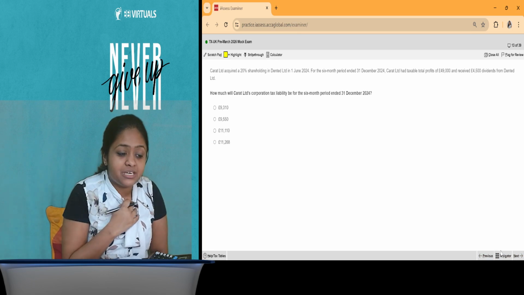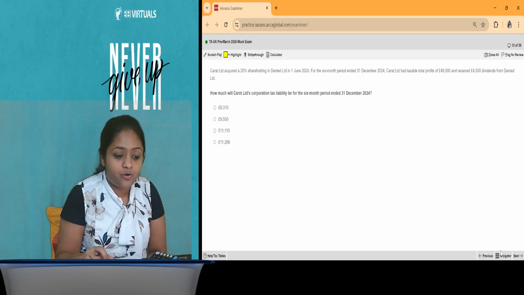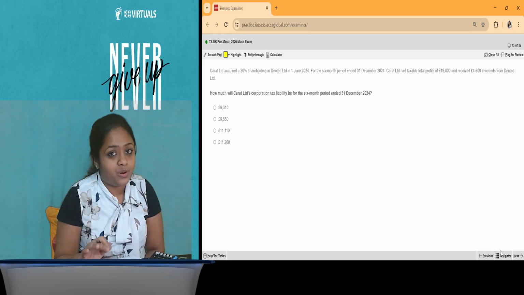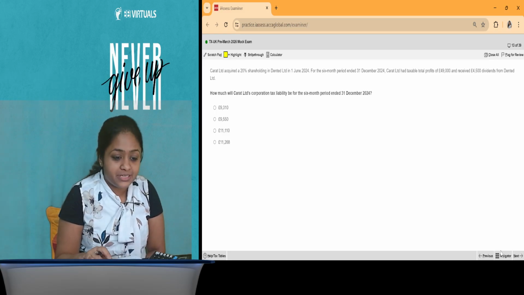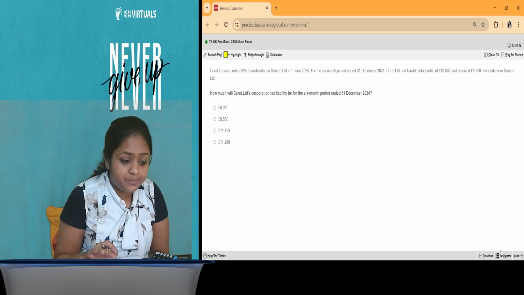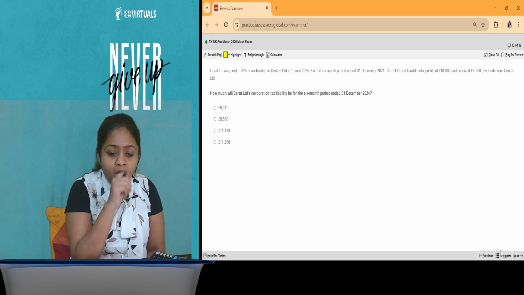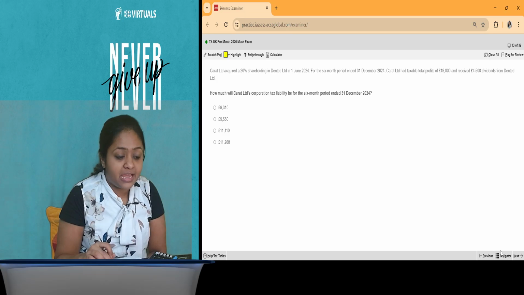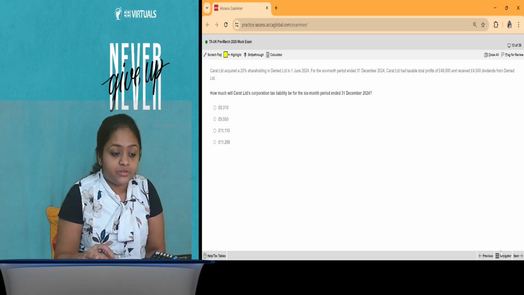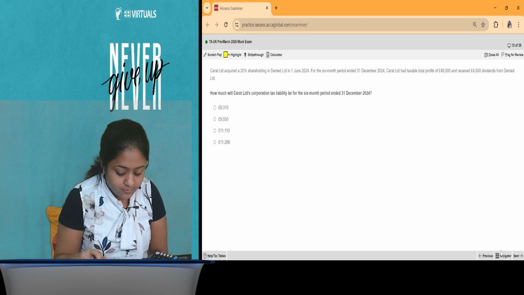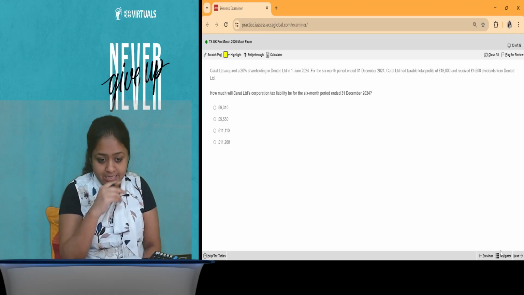Next, Carrot Limited acquired a 20% shareholding in Dented Limited on 1st June 24. For the 6-month period that ended on 31st December 2024, Carrot Limited had taxable total profits of 49,000 and received a 4,500 dividend from the Dented entity. How much will be Carrot Limited's corporation tax liability for the 6-month period that ended on 31st December 24? What is the augmented profit? Because I need that level.